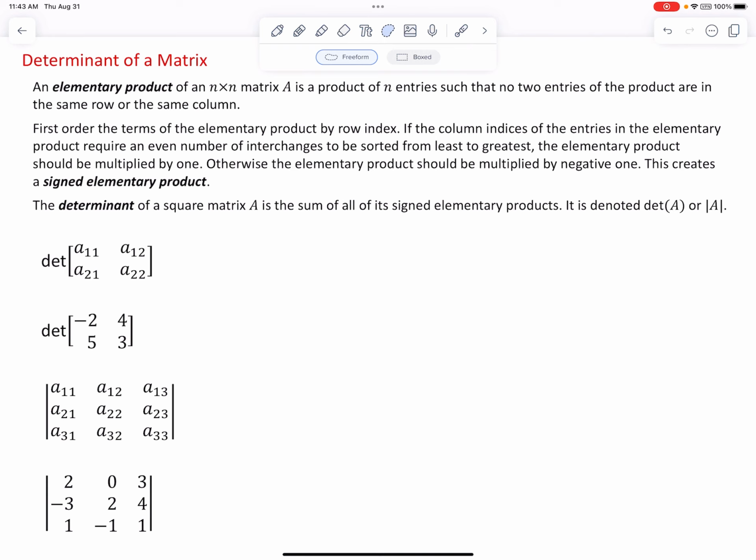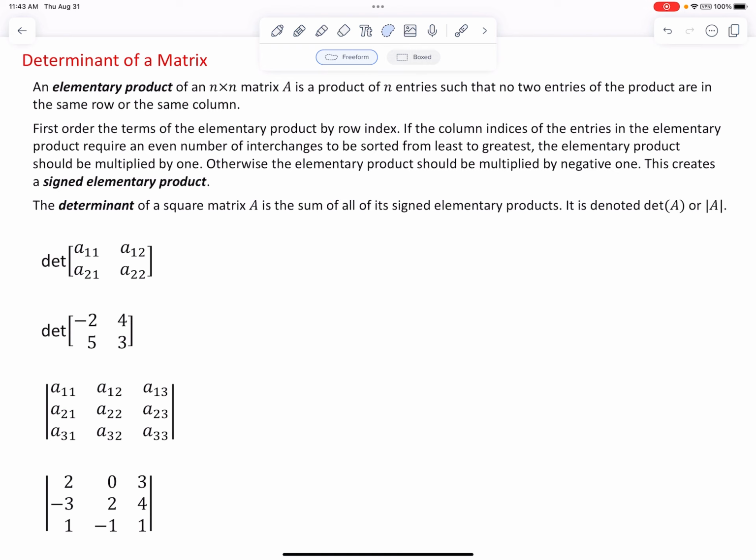Now, an elementary product of an n by n matrix A is a product of n entries such that no two entries of the product are in the same row or the same column. First notice that this matrix A has to be square, n by n, and the elementary product must involve n entries.